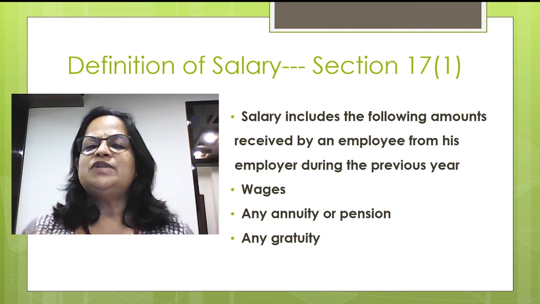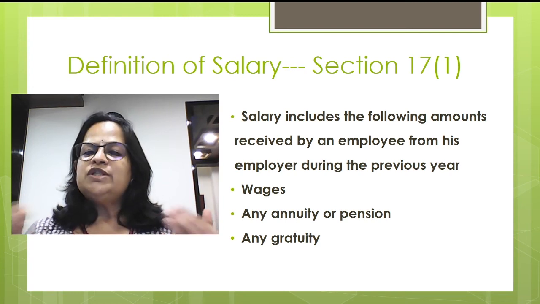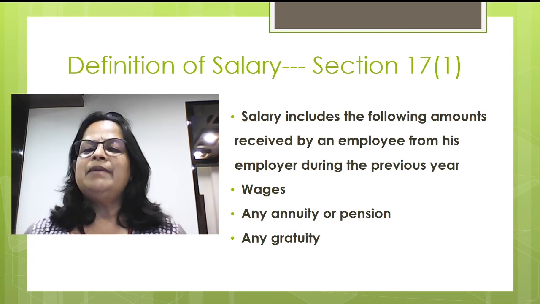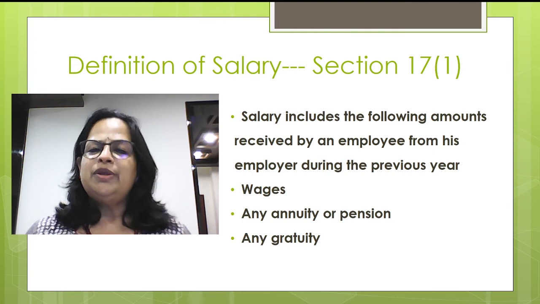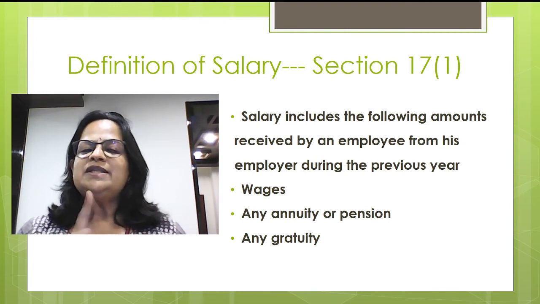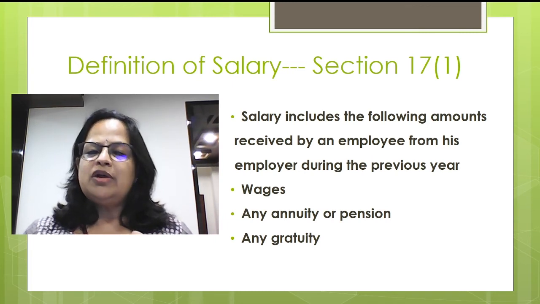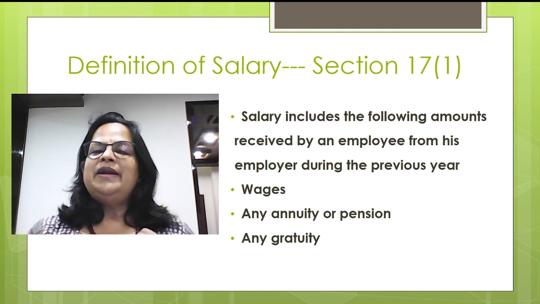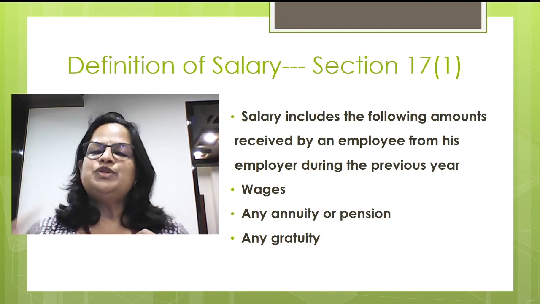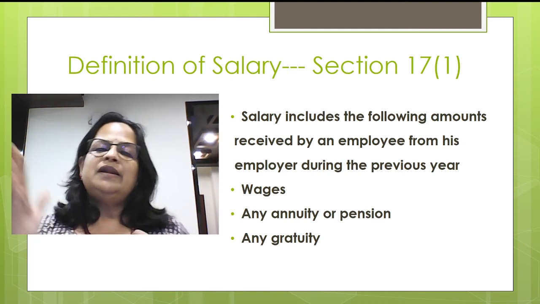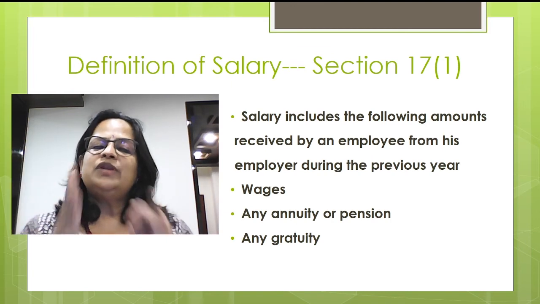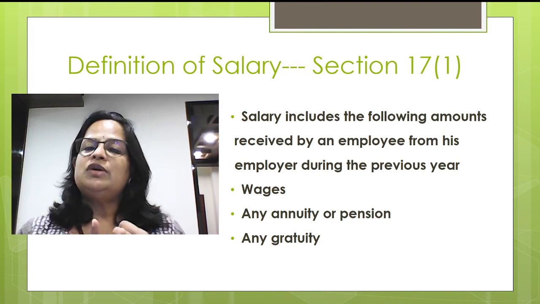Section 17, subsection 1. Now, salary includes the following amounts received by an employee from his employer during the previous year. First one is wages. There is a difference between wages and salary. For example, take the cleaning staff in our organization. They will be paid, if we take the example of 500 rupees per day, for the days they work. That is why it's not called salary.